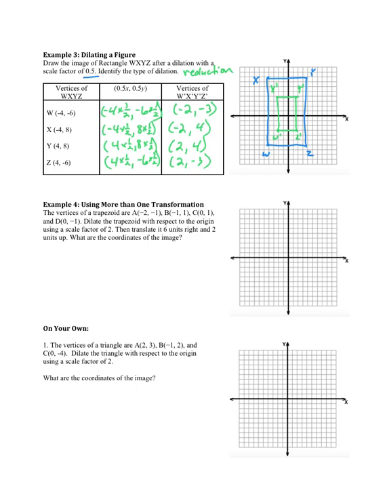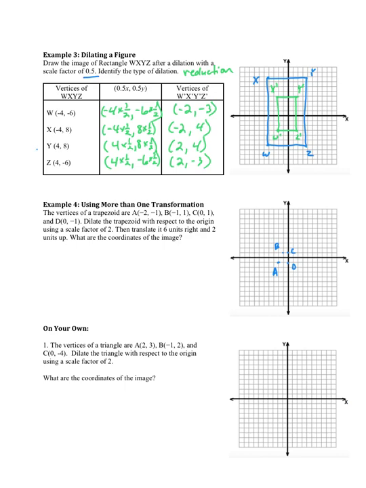Okay, let's go ahead and look at example 4. And this time we're going to be using more than one transformation. So we have a trapezoid A, B, C, and D. Let's go ahead and put A, B, C, D on our coordinate plane. So I have -2, -1, that's A. -1, 1 is B. 0, 1 is C. And 0, -1 is D.